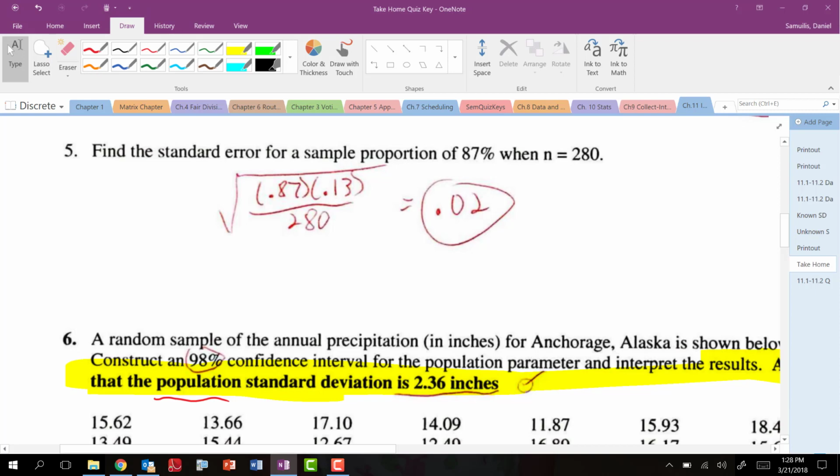This is a proportion question. So this one you just plug in. I think almost everyone got that one right. Right? All right, let's go to the next one.